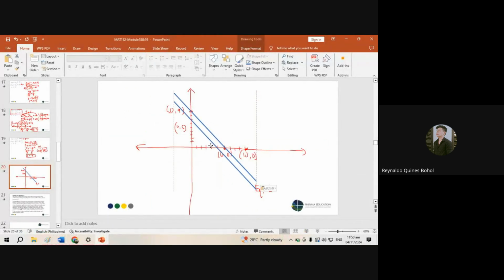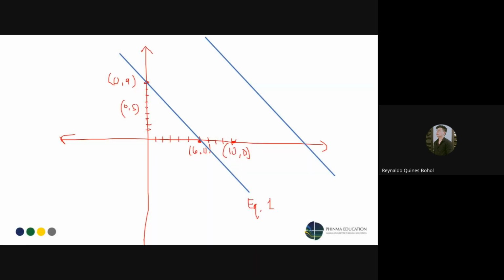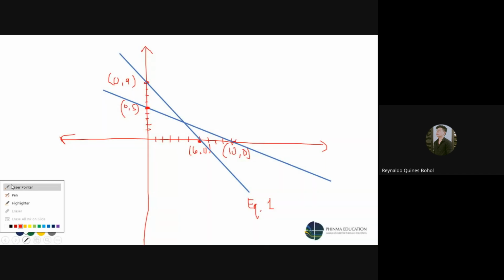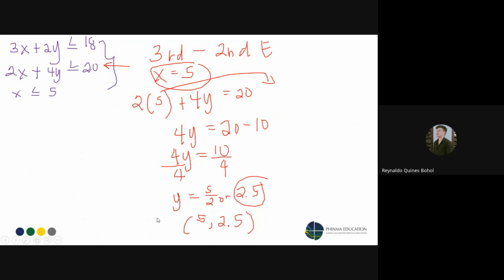Next, lagyan natin ito dito. Ay, wala pa pala. Wala pang dot. Yung 0 and 5. Lagyan natin. Okay, next pa. Okay, usog pa. Usog pa, sir. Yan. O, diba? Nahihilo-helo na kayo. This is equation 2. Next, yung equation 3 naman, kunin natin yung x-intercept niya. So, the x-intercept is 5, 2.5. Yan.